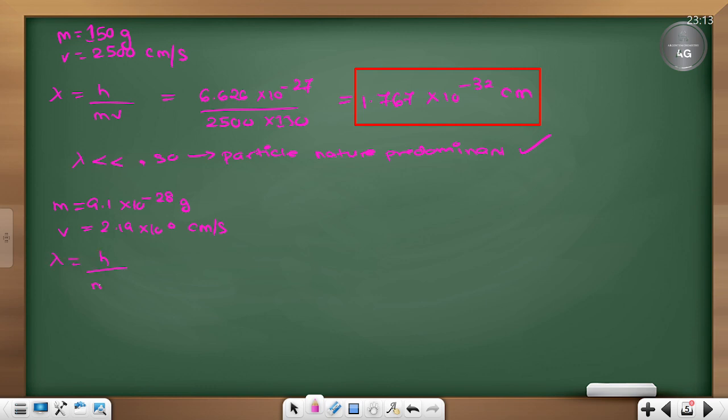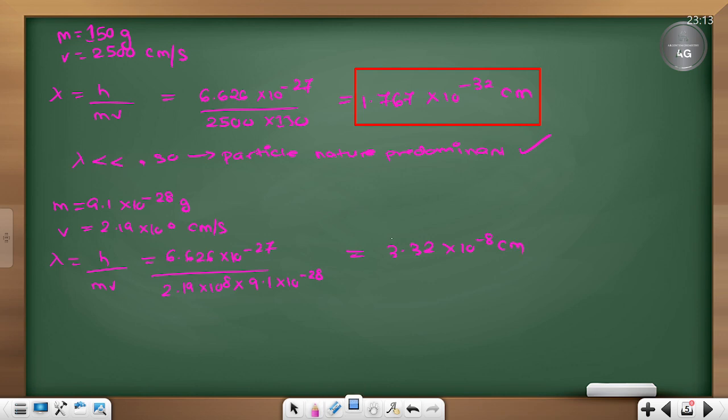Lambda will be h by mv. So 6.626 into 10 to the power minus 27 divided by 2.19 into 10 to the power 8 into 9.1 into 10 to the power minus 28. So ultimately upon solving you will get 3.32 into 10 to the power minus 8 centimeter.